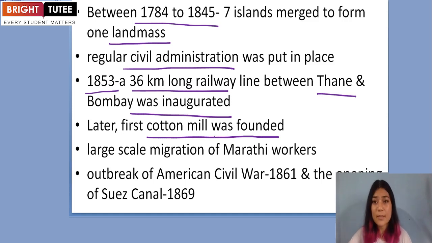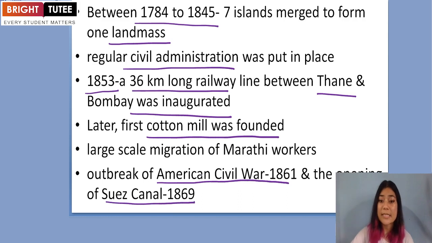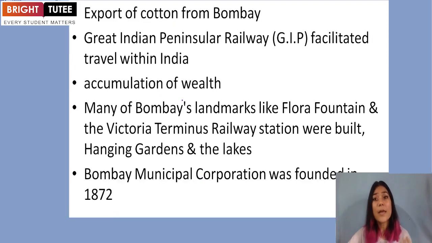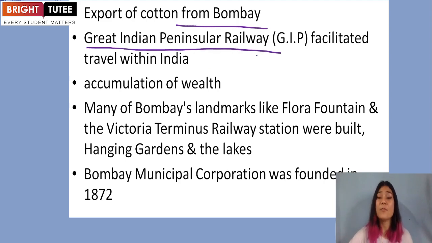Now, with the railways coming up, with the cotton mills being set up, there was a huge number of migrant laborers or Marathi workers who came to the city of Bombay in search of employment. Now, with the outbreak of the American Civil War in 1861 and the opening of the Suez Canal in 1869, the export of cotton from Bombay increased rapidly. And the export of cotton and the cotton trade was facilitated by the railways that were introduced. The Great Indian Peninsular Railway, it was called.